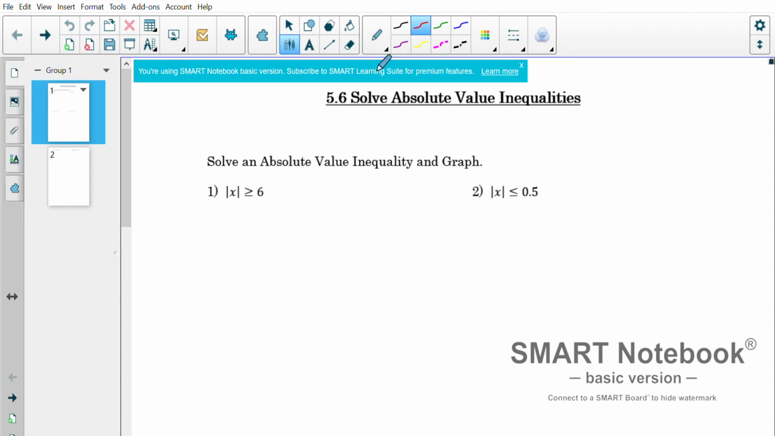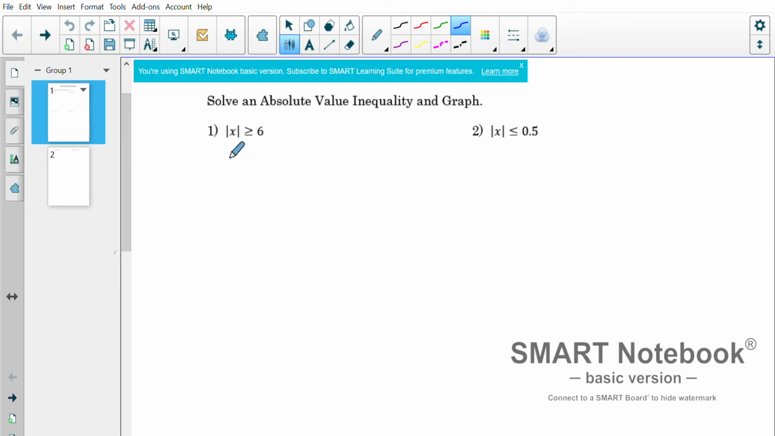So if we combine what we've been working on the last couple days, we have the absolute value of x is greater than or equal to 6. Just like with our equations, we're going to split this up so that x is greater than or equal to 6, and x is less than or equal to negative 6. Notice when we flip the sign to measure to the left of 0, we also change the inequality.